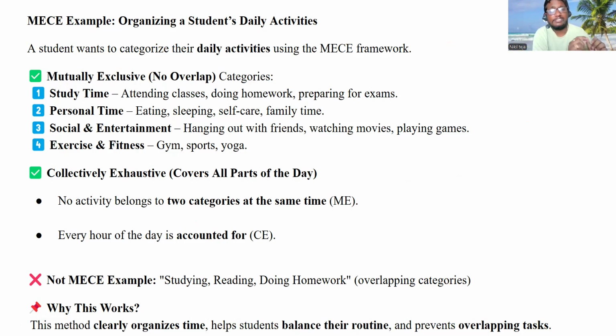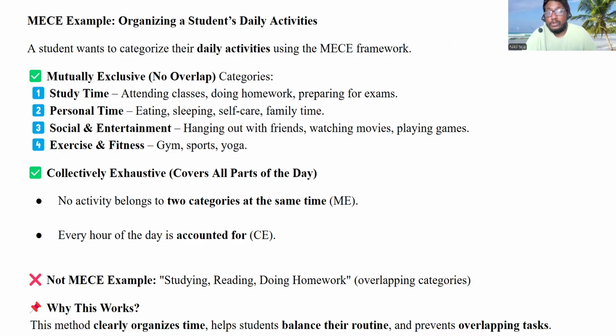The first category is study time, where he will be attending classes, doing homework, and preparing for exams. Study time is only for these things. Next is personal time. Personal time is nothing but eating, sleeping, self-care, and family time. So study time and personal time are not overlapping, right? They are different. Study time is one category and personal time is another category. Next comes social and entertainment. That is one category.